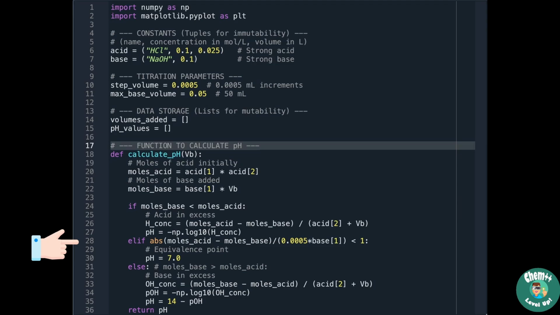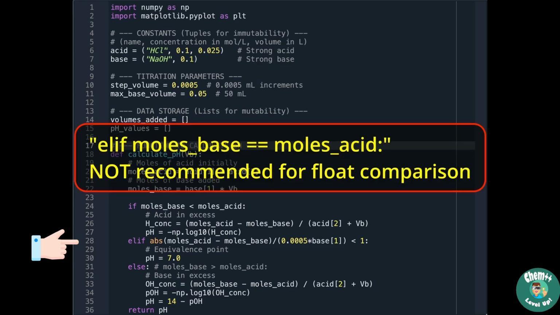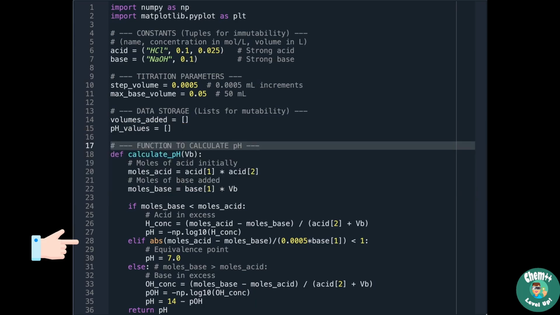Case 2, the equivalence point. Why didn't I use elif moles base equals moles acid? Because computers struggle with precise floating point decimal math. Instead, we check if the difference between our moles is less than the increment of moles of the base. If it matches, we assume we are at the equivalence point, so the pH of a strong acid, strong base mixture is perfectly 7.0. Case 3, excess base. Once the moles of base exceed the acid, we switch to tracking excess hydroxide concentration, OH negative ion. Compute the pOH and subtract it from 14 to return our final pH value.